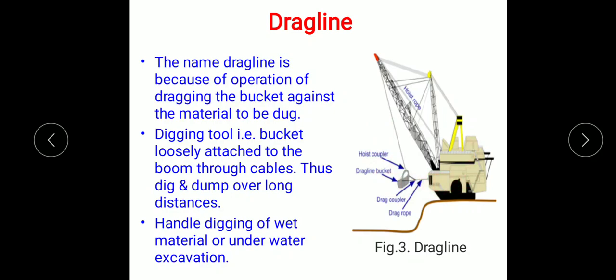So the digging tool, which is called a bucket, is loosely attached to the boom through cables. Here we can see this is a boom of a machine to which cables are attached, and to these cables the bucket is attached. Thus, dig and dump over long distances.